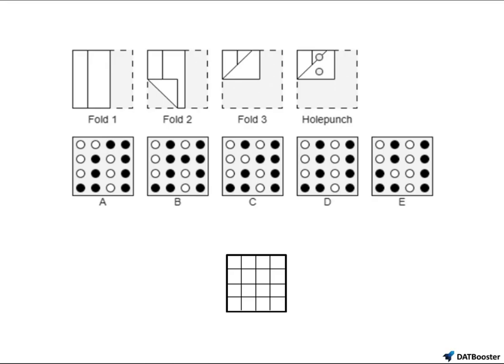So for the first step, we just copy the holes from the final image into our grid. So we're going to copy this one and this one over. Again, there are only 16 possible places for them to go, so they're relatively easy to locate.